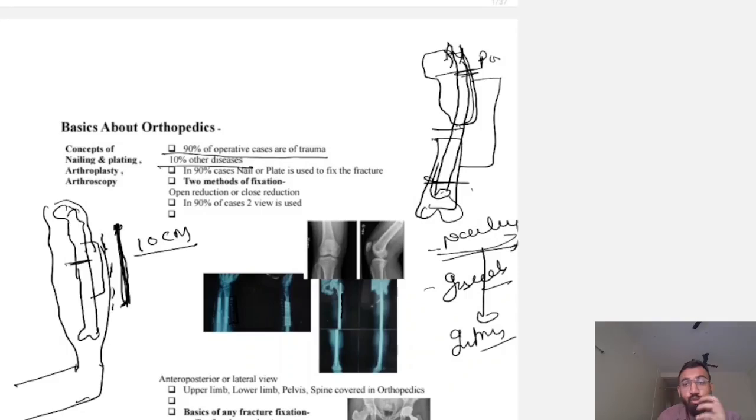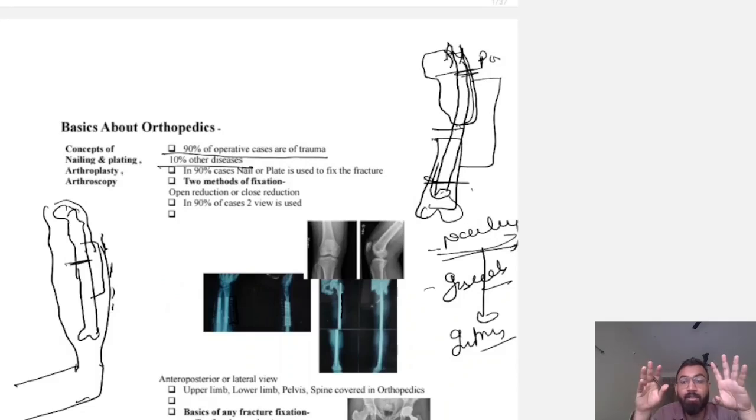Okay, so huge blood loss in plating. Now let's talk about the nailing. So you have decided that you want to fix this fracture by nailing. I am telling you, in orthopedics, 90% of the fractures you have to fix by nailing or plating. You don't have any other option.